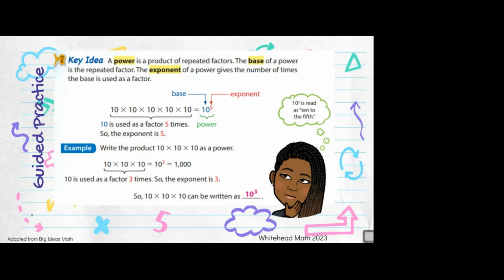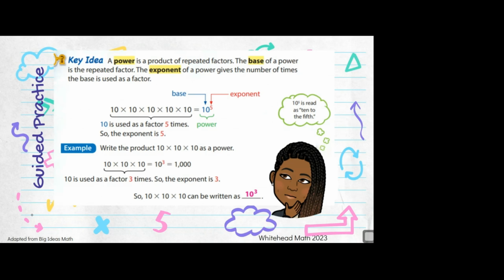Let's look at this example. So this number here, 10 to the fifth power. 10 to the fifth is the power, both of those numbers together. The base is the 10 that is going to be multiplied by itself. So 10 times 10 times 10 times 10 times 10. The 5 is the exponent, which tells you how many times to multiply the base. So the 10 is used as a factor 5 times. The exponent is 5.